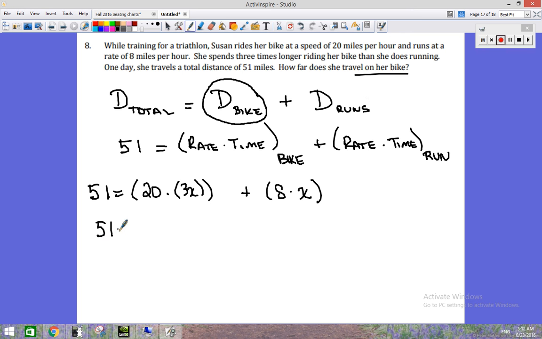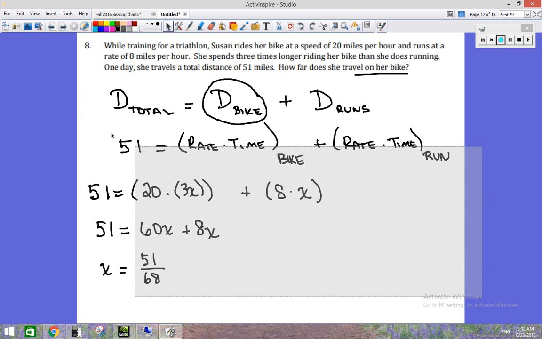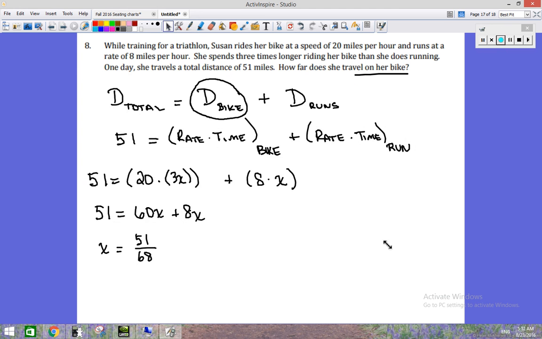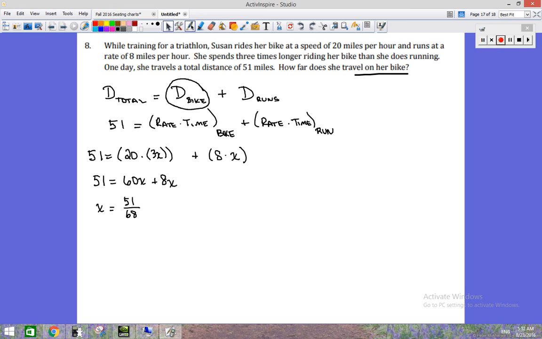So we've got 51 is equal to 60x plus 8x, so x is 51 divided by 68. Let's just leave it like that for a moment. We don't want round-off error in our answer. And like we said, this time is in hours, so it's a fraction of an hour. It's less than an hour, and that's the time she spent running.